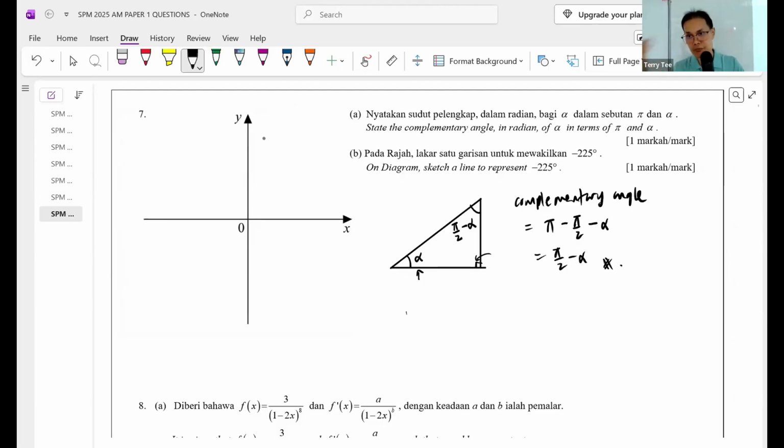Simple. I know some of you forgot about this. Complementary angle is, these two angles add together is 90 degrees. In radian is pi over 2.